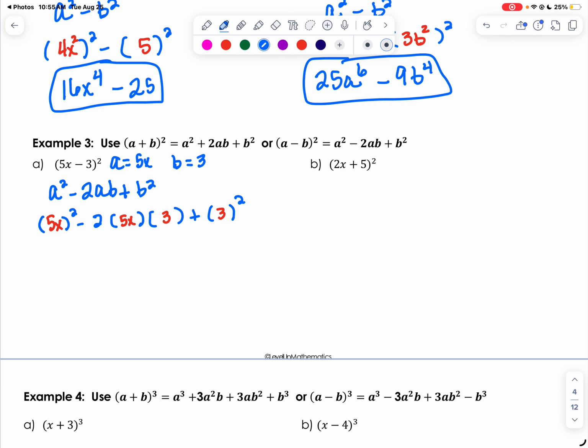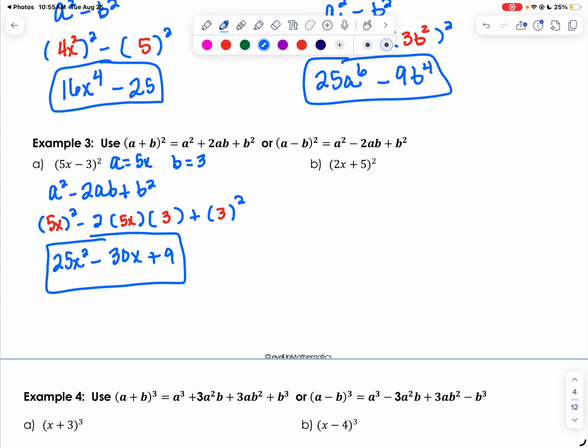5x quantity squared is 25x squared minus, now you're going to multiply your constants together. 2 times 5 is 10, 10 times 3 is 30, so 30x, and then square the 3, plus 9. So 5x minus 3 quantity squared is 25x squared minus 30x plus 9.